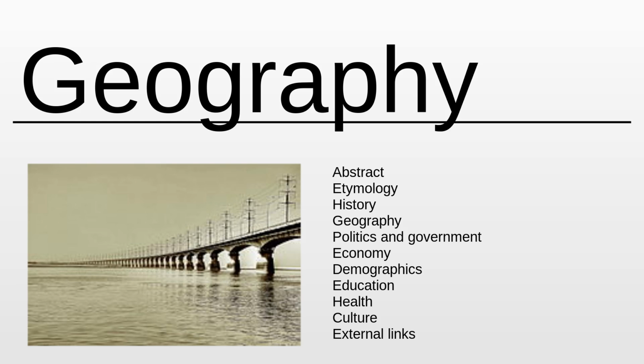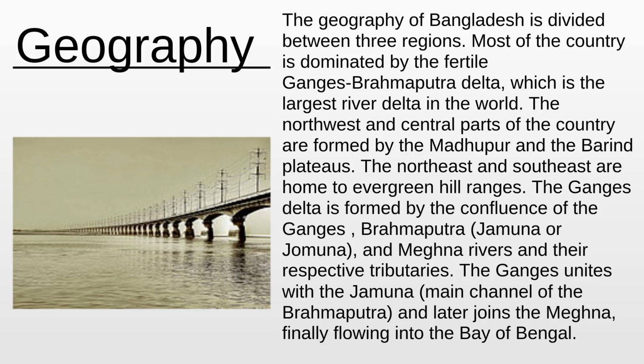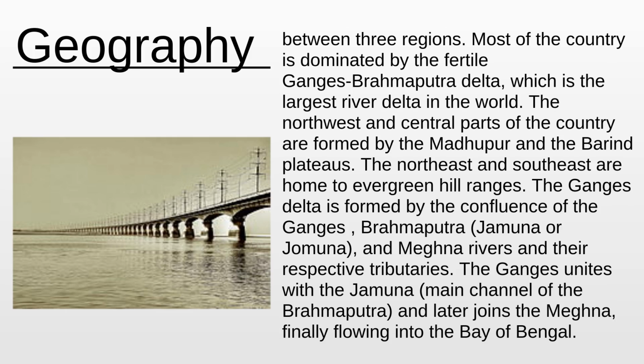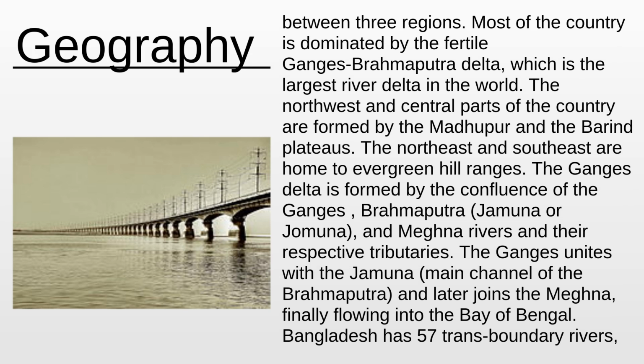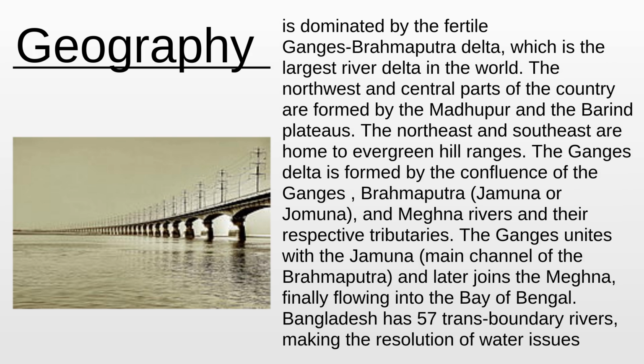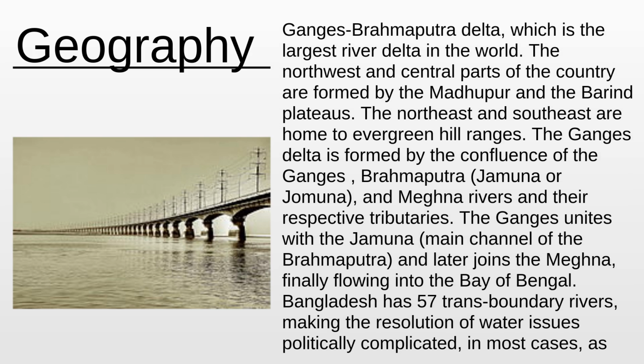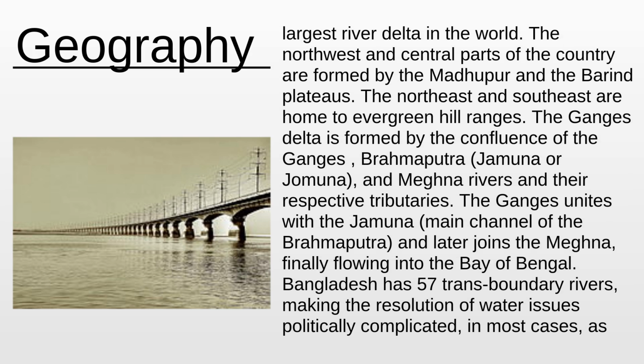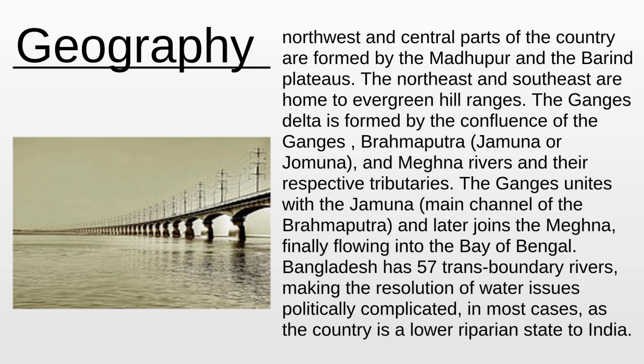Geography. The geography of Bangladesh is divided between 3 regions. Most of the country is dominated by the fertile Ganges-Brahmaputra Delta, which is the largest river delta in the world. The northwest and central parts of the country are formed by the Madhupur and the Barind plateaus. The northeast and southeast are home to evergreen hill ranges.